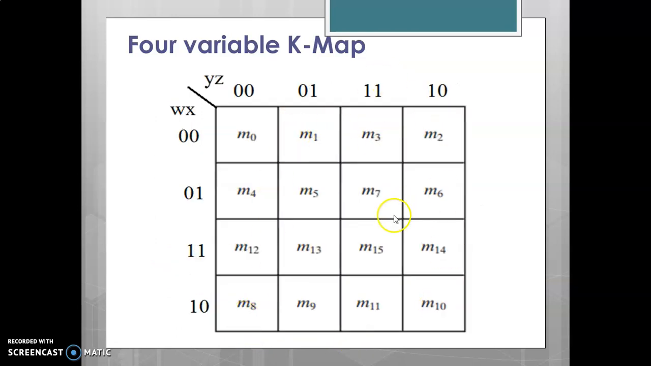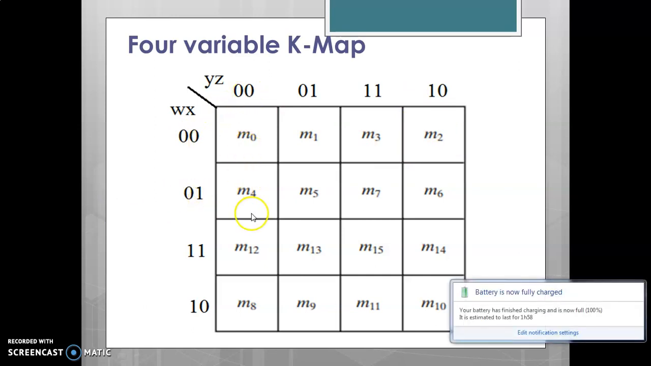The other way of labeling the K-map by using minterms is shown here. Decimal equivalent of 0, 0, 0, 0 is 0. So M0 is written here. Decimal equivalent of 0, 0, 0, 1 is 1. So M1 is written here. Decimal equivalent of 0, 0, 1, 1 is 3. So M3 comes here. Decimal equivalent of 0, 0, 1, 0 is 2. So M2 is written here. Decimal equivalent of 0, 1, 0, 0 is 4. So here comes M4. Decimal equivalent of 0, 1, 0, 1 is 5. So we write M5 here. And decimal equivalent of 0, 1, 1, 1 is 7. So M7 here. And decimal equivalent of 0, 1, 1, 0 is 6. So we write M6 here.